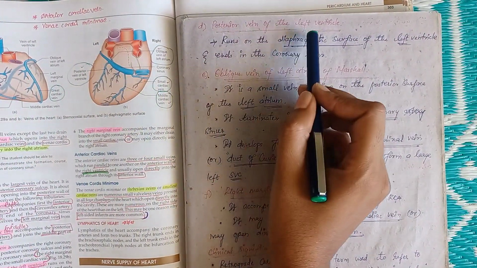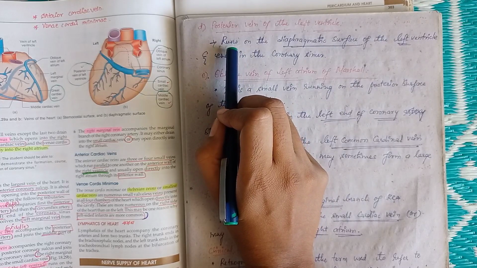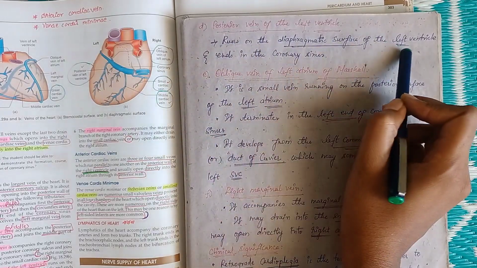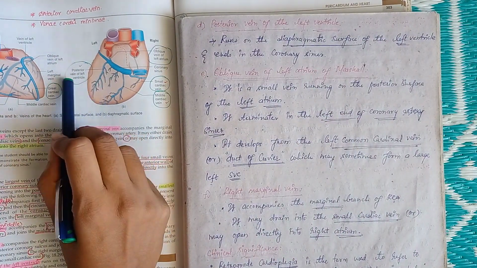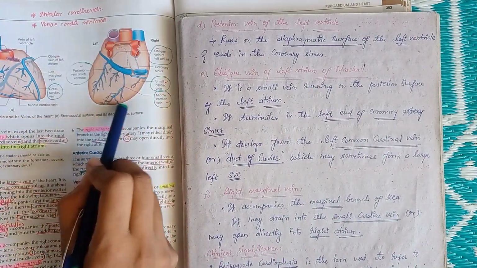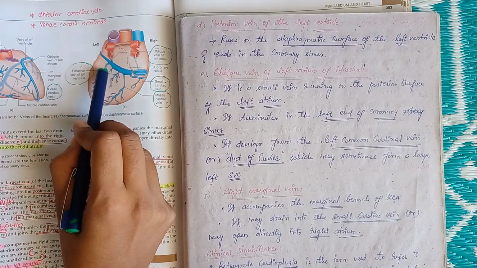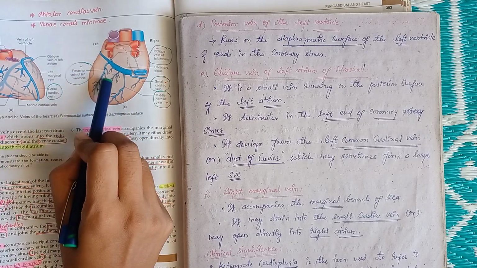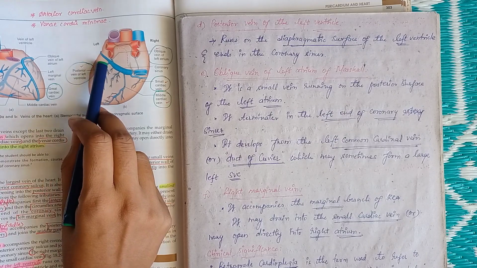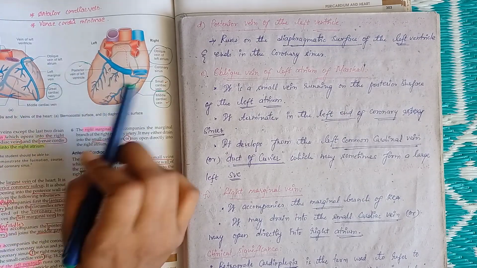The posterior vein of the left ventricle runs on the diaphragmatic surface of the left ventricle and ends in the coronary sinus. This is the posterior vein of the left ventricle. This is the posterior surface of the heart, and this is a ventricle, so we call it the posterior vein of the left ventricle, which directly drains into the coronary sinus.